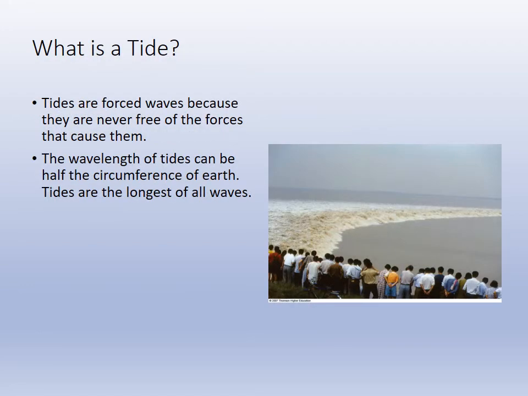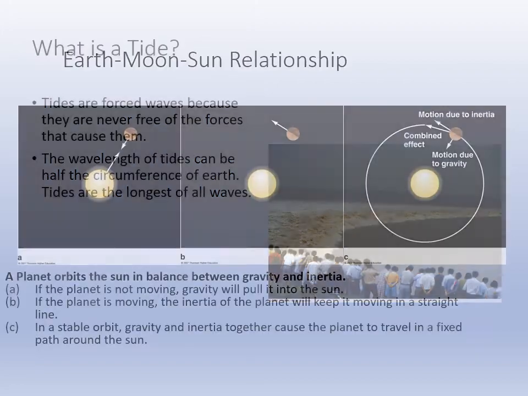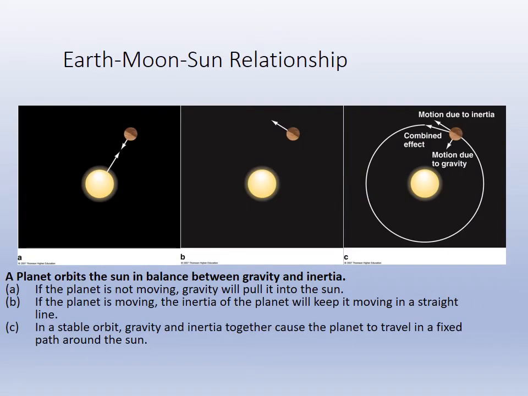Tides are called forced waves because they're stuck in attractive force. So they're never free of that force that caused them. They're a forced wave. And tides are caused by gravity and inertia. So gravity causes one bulge and inertia causes the second bulge.